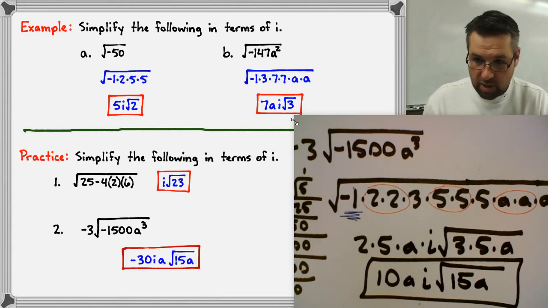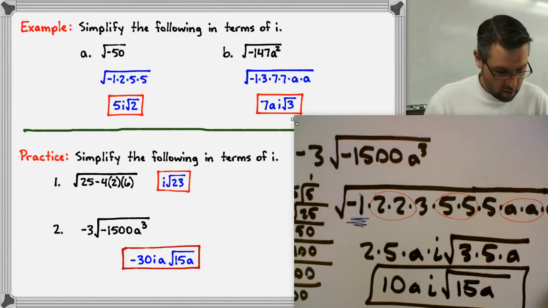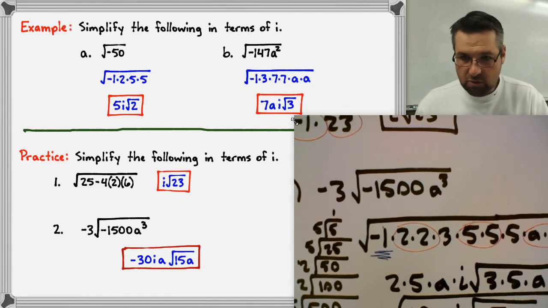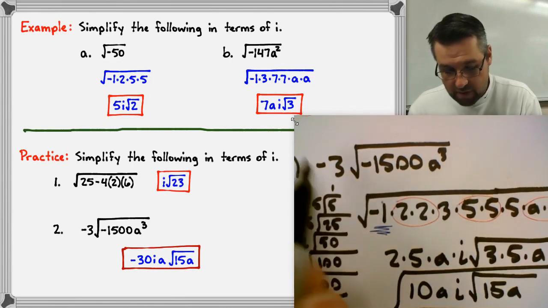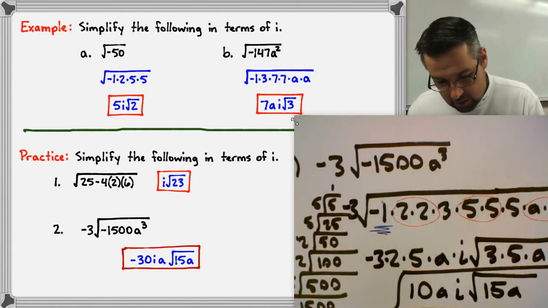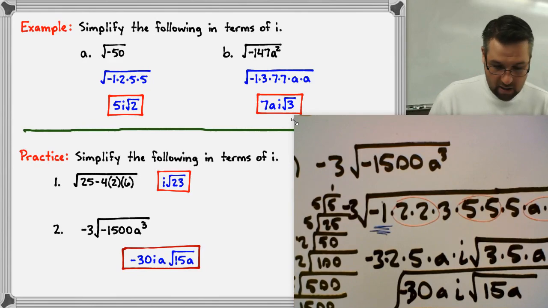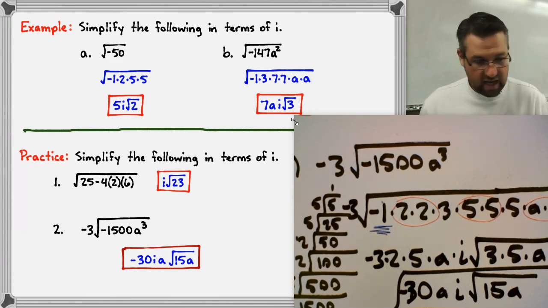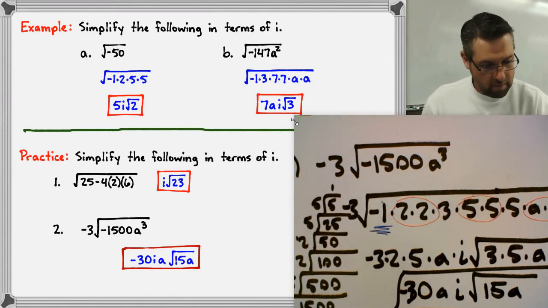I guess I should just make sure I'm right. Uh-oh, I screwed that up. Because remember, from the very beginning, we had -3 out front. I forgot to bring that down. So we have to multiply that back in there. So -3 times all of that becomes -30ai radical 15a. Now, notice on my lesson here, I've got the i going before the a. It doesn't really matter either way, just knowing i is the square root of -1.